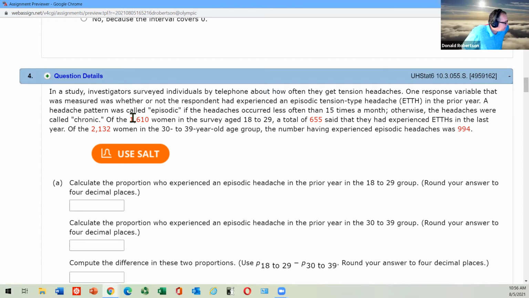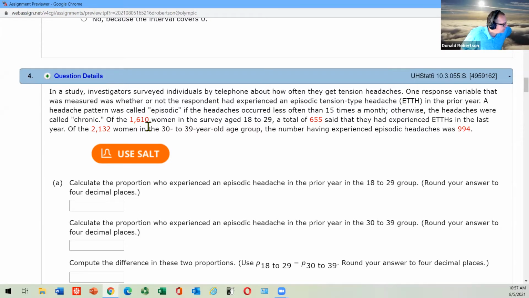In a study, investigators surveyed individuals by telephone about how often they get tension headaches. One response variable that was measured was whether or not the respondent had experienced an episodic tension type headache in the prior year. I have no idea what that is, but evidently they do. A headache pattern is called episodic if the headache occurs less often than 15 times a month. Otherwise, the headaches were called chronic.